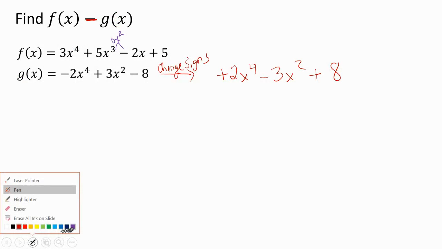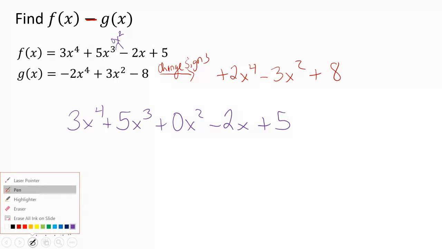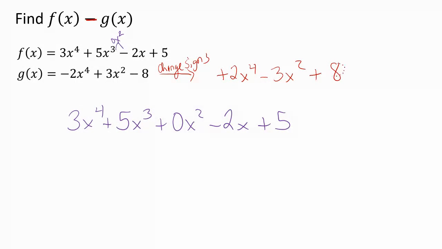All right, and then we're going to go ahead and line them up. So I'm going to put 3x to the fourth plus 5x to the third. Notice we're missing that second power, minus 2x plus 5. And then we're going to take the function that we changed and line up its like terms. So I'm going to put positive 2x to the fourth here. This one is negative 3x squared, so I'm not going to put it underneath this cubed term. I'm going to go over here and put negative 3x squared. We don't have a plain x, so I'm going to leave it blank here, and we're going to put a plus 8 here.